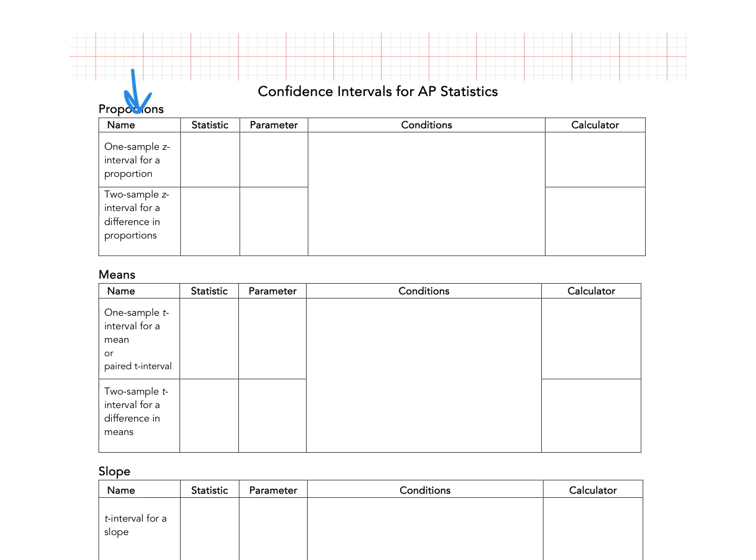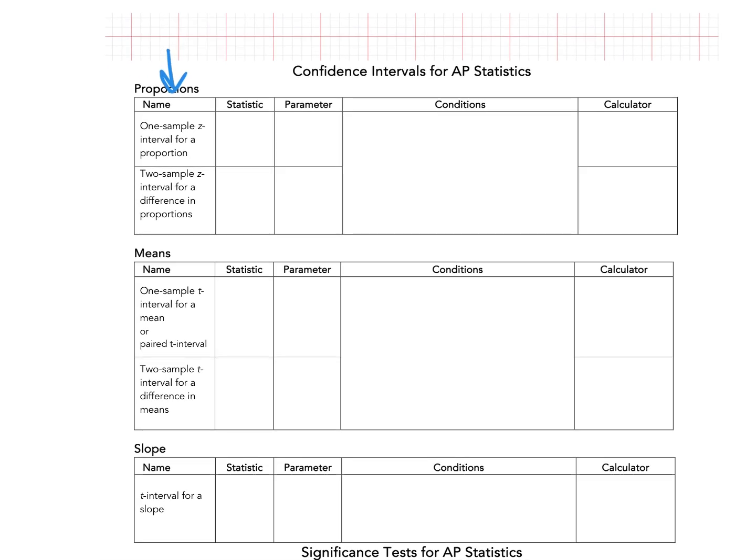So the very first thing we learned about was the one sample z interval for a proportion. In other words, I have a p hat to estimate p. Okay, and the conditions for that were random, normal, and independent. And the biggest piece here is that to check that normal condition, you are going to do n p hat and n times 1 minus p hat is greater than or equal to 10.